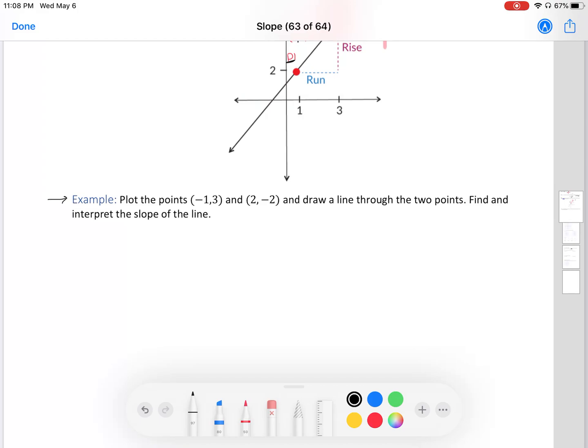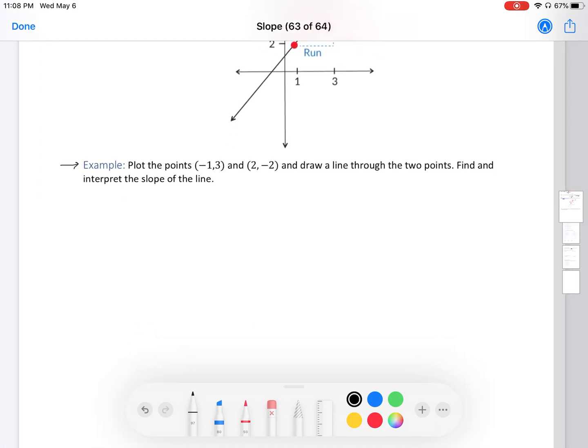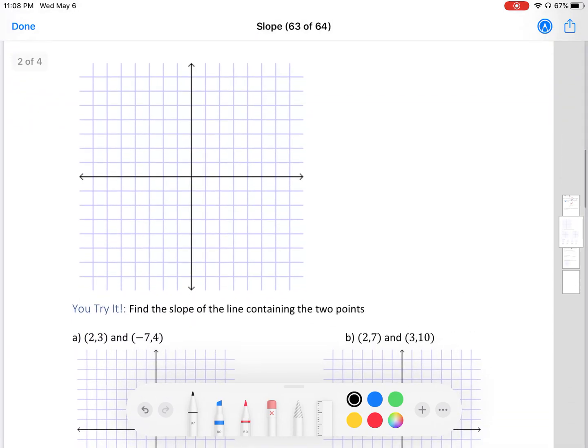Example: plot the points (-1, 3) and (2, -2), and draw a line through the 2 points. Find and interpret the slope of the line. All right, so I drew a pretty big grid. It didn't fit on the previous page, so you can easily find these points, plot them, and find the slope. So I have -1, 3: -1 left, up 3. And 2, -2: 2 right, down 2. Okay, we plot them. We draw a line across them.